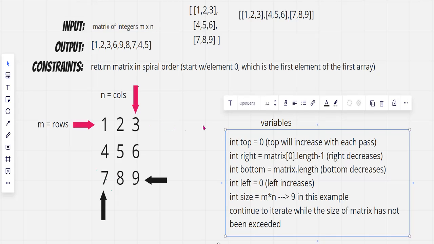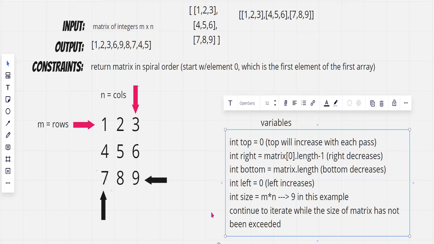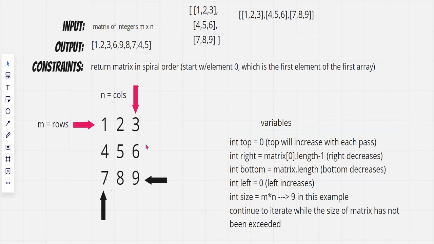We want to keep track of the size of the matrix. And you get the size by multiplying m times n, the number of rows times columns. In this case, again, we have a 3 by 3 matrix, so the size of this matrix is going to be 9. So once we have input 9 integers into the output array, that's when we know to stop. That's when we stop iterating through. And yeah, so let's go ahead and take a look.